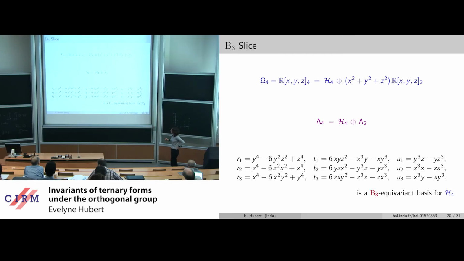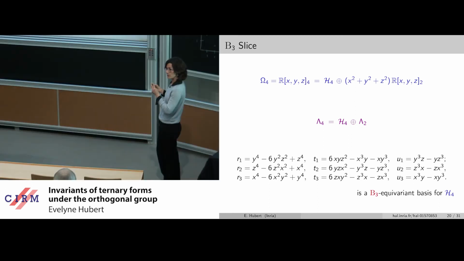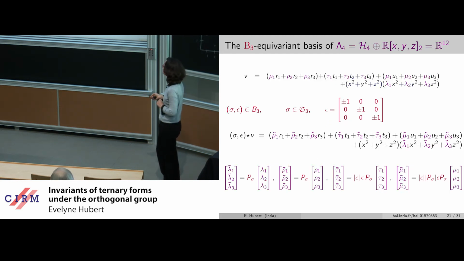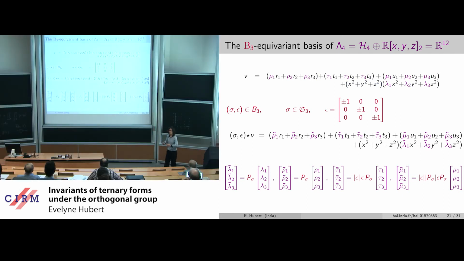Now, if you change the sign of x, for instance, here, you will change the sign of T1. Same thing here, while the sign changes don't affect this piece. And an additional thing here: if you use a transposition, the sign of u is going to change. So the action of B3 is relatively simple to describe on those bases. Let me write it again. I will re-explain and formalize what I just said.